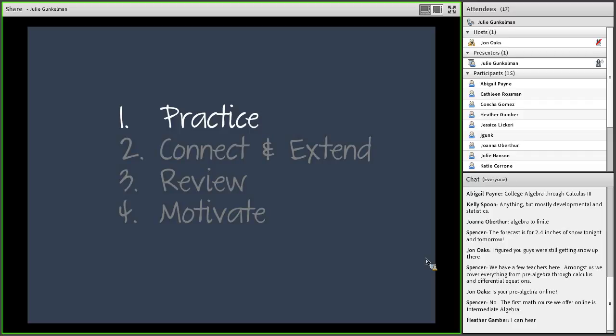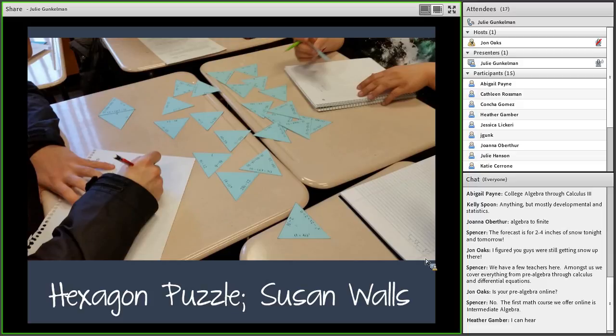So the first thing I want to talk about is practice. And when I am in class, one of the things I like to do is get the students involved. And so sometimes I do activities like this, that is this hexagon puzzle. Susan Walls actually came up with it, and it's something I did find on the internet. And this class was a college algebra class.